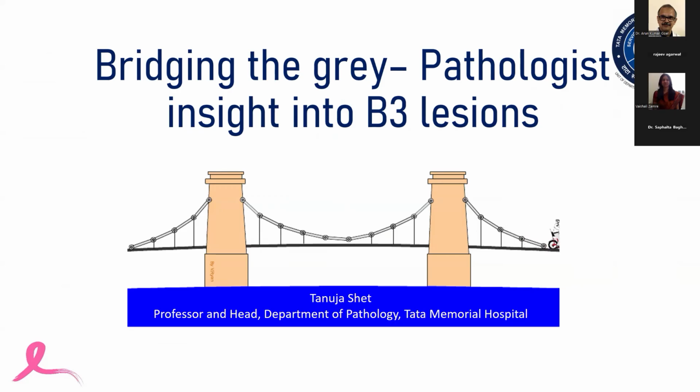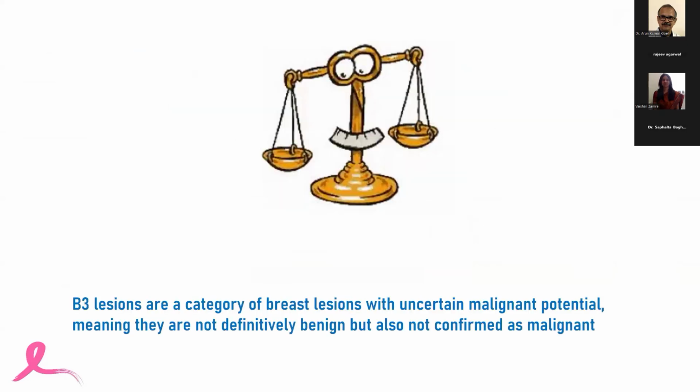So I always show these bridges. I think today is the era where we need to talk to each other. So these bridges are where a pathologist goes to a clinical unit and tries to describe what he or she is observing. So that's me on the cycle, though I don't ride a cycle so frequently. So what are B3 lesions?